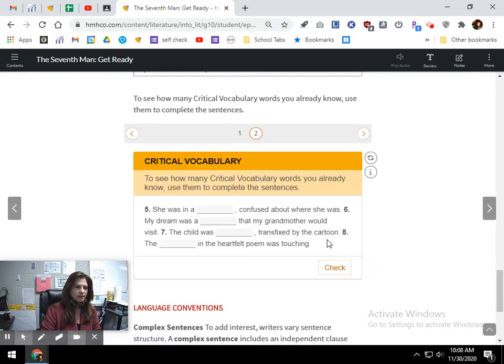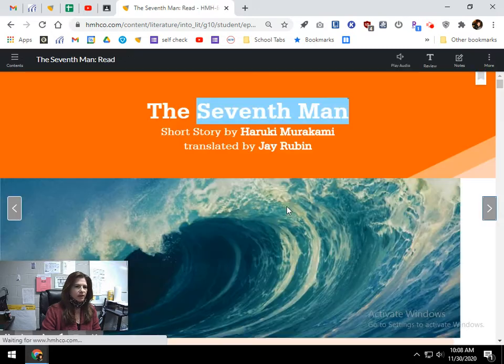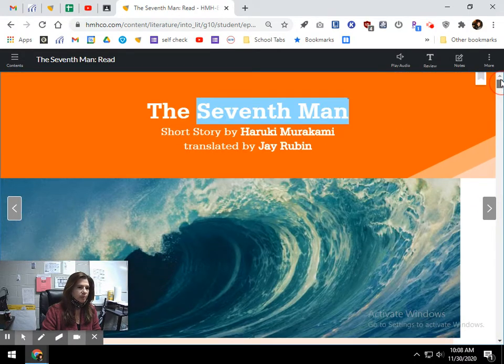All right, you should have gotten your critical vocabulary done, those 2 pages of it. There's 8, and you should have checked those. Let's move on. We'll talk about complex sentences later on, but that is on your Get Ready page too. You don't have to do anything to it. Let's go to the story itself. And I've already got some annotations made here because I've done it with my other classes. So I'll just be pointing out to you what we did.